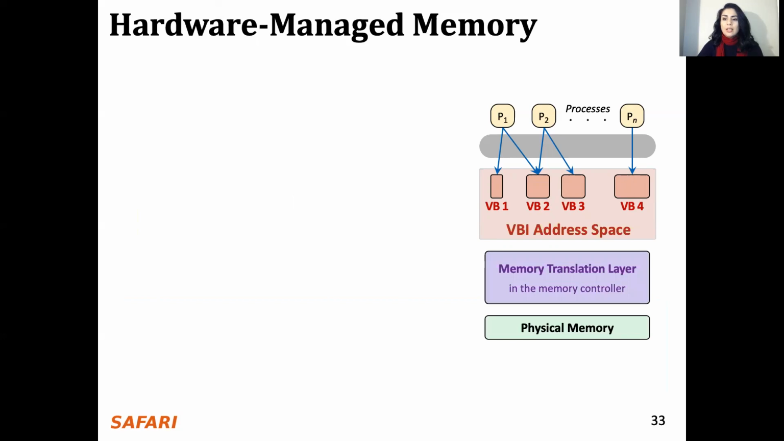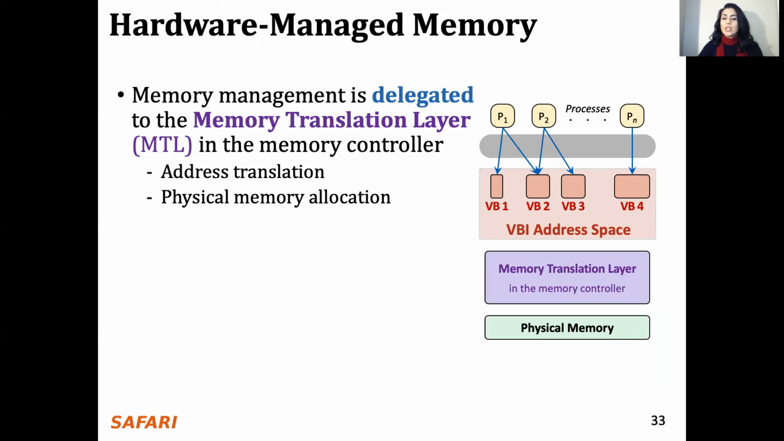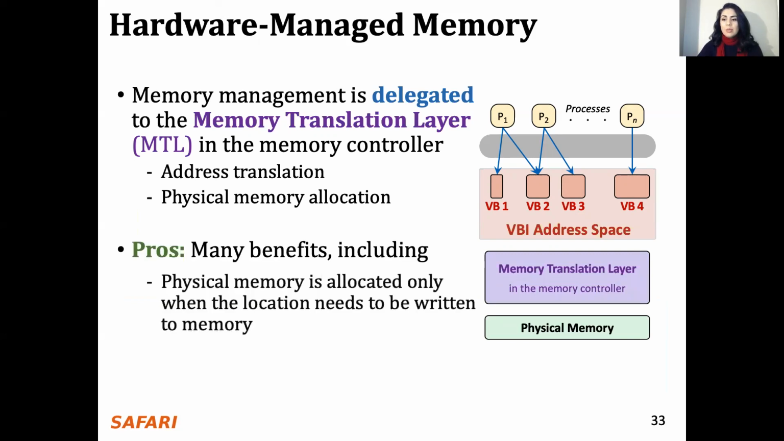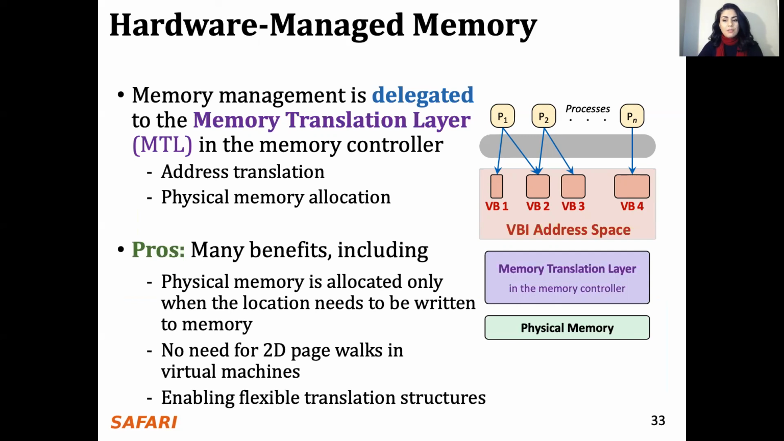To this end, the address translation and physical memory allocation duties are delegated to the hardware-based memory translation layer in the memory controller. This enables many benefits, such as allocation of physical memory only when the location is truly needed to write data into. It also avoids the two-dimensional page walks in virtual machines, as now the memory translation layer is the only component that performs address translation. Finally, it helps enabling flexible translation structures, as they now can be separate from the structures that maintain the access permission information.